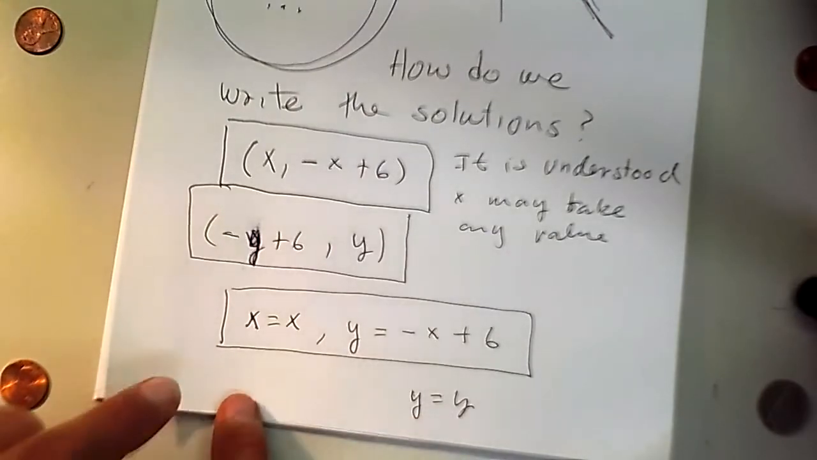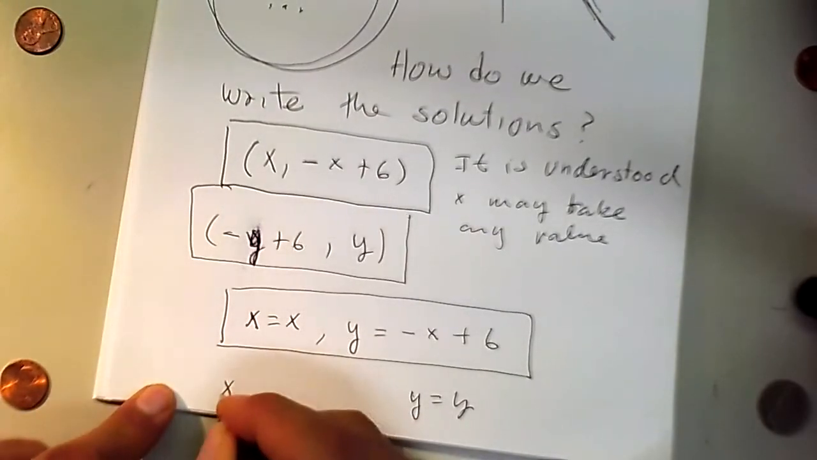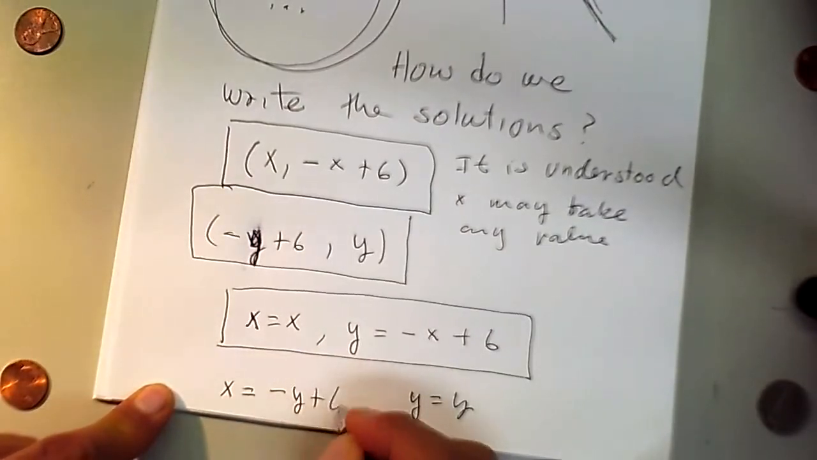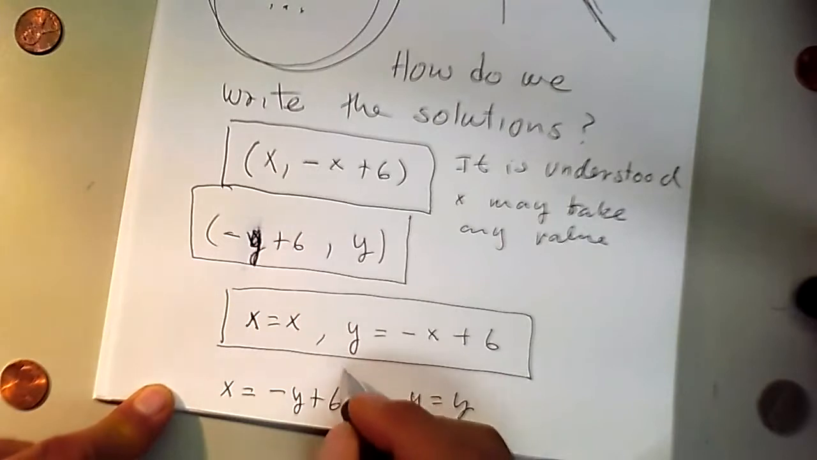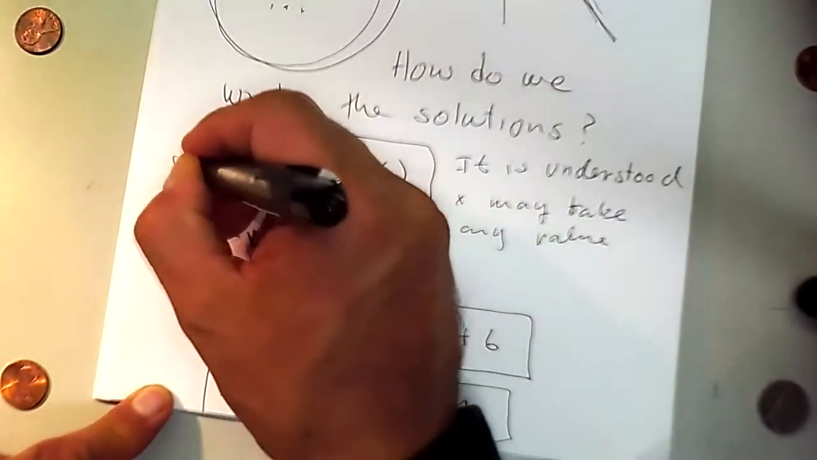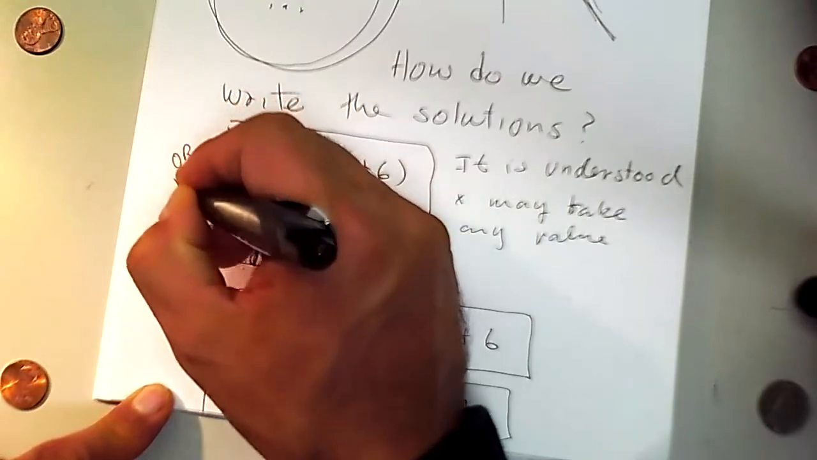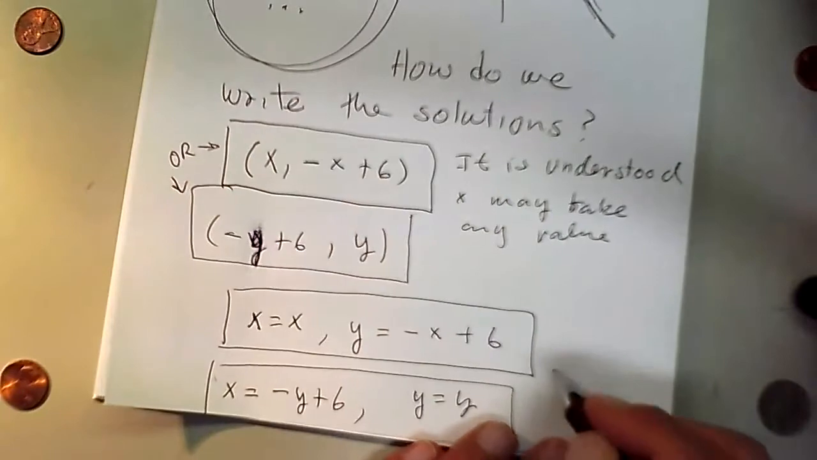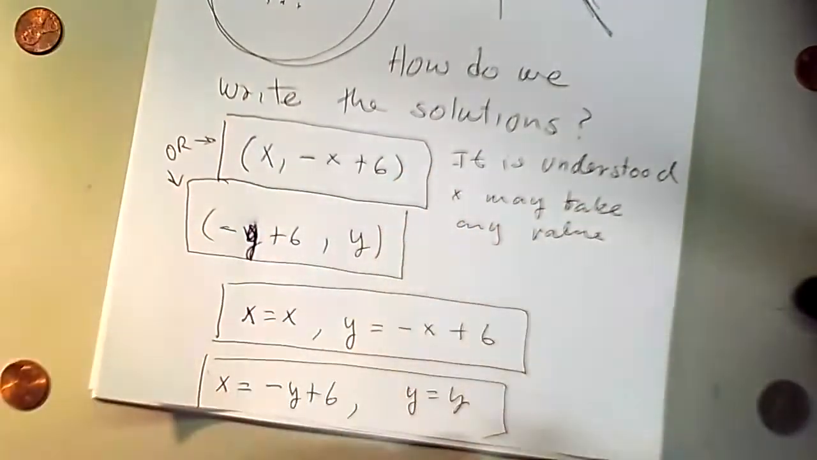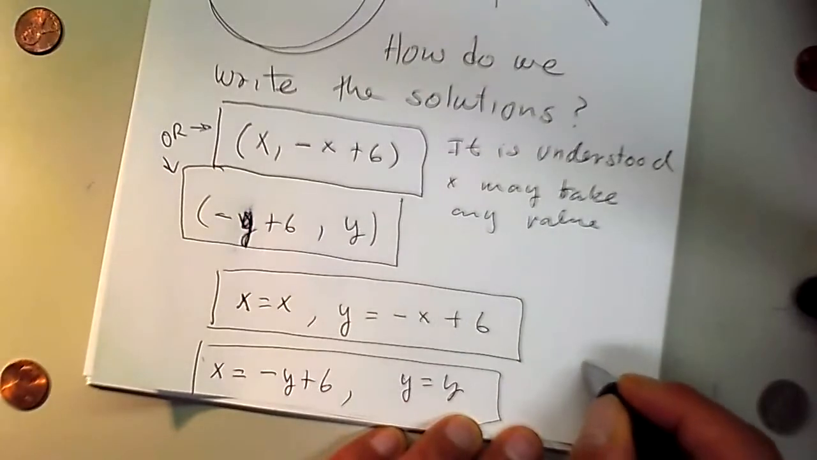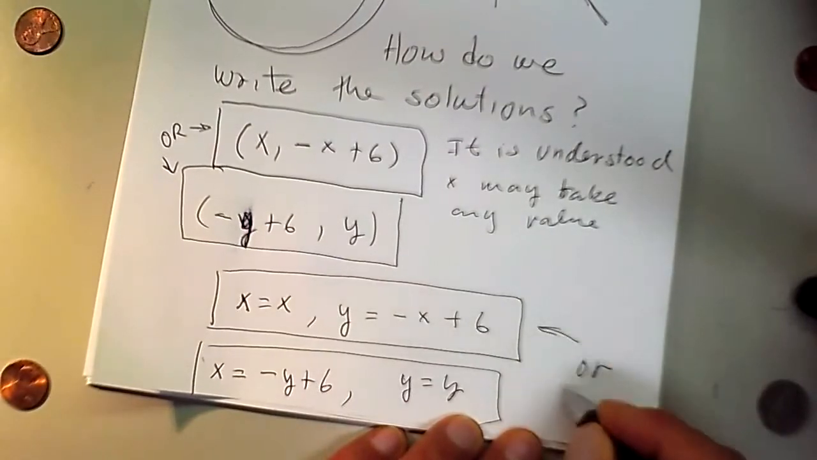But in that case, x depends on y. So we have negative y plus 6. And we usually put a comma in between. So this is another way to do this. So there's an or, this or that. If we're using point notation, make sure you put parentheses for the point. If we're using equation notation, then do this or that.